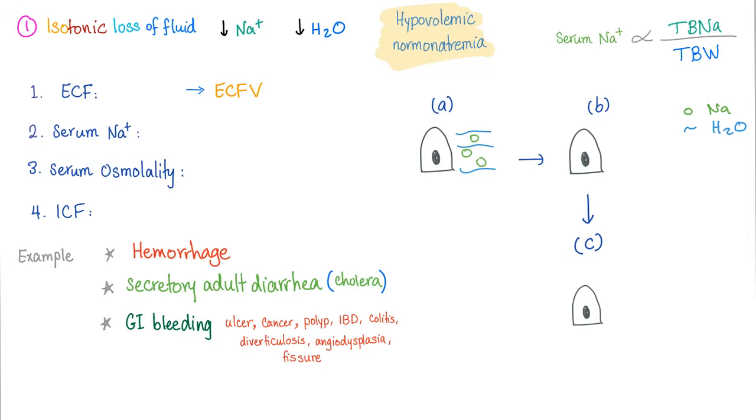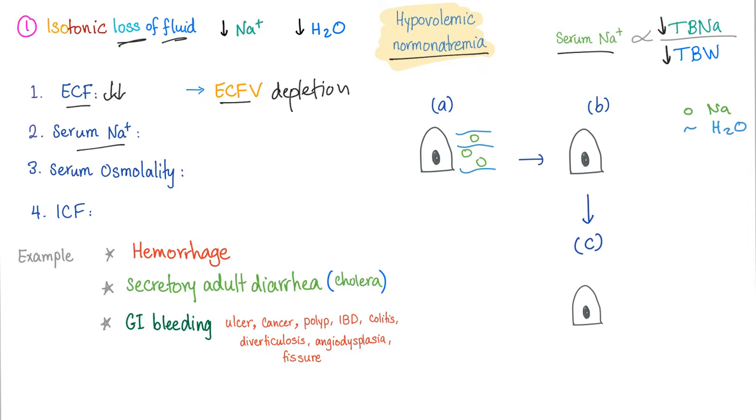Let's do this on the SILVER equation, which is the first step. Decrease total body sodium, decrease total body water. What's going to happen to serum sodium? Normal. It's called normonatremia. But we lost fluid. What's going to happen to the ECF? It's going to contract, decrease ECF volume, leading to extracellular fluid volume depletion.